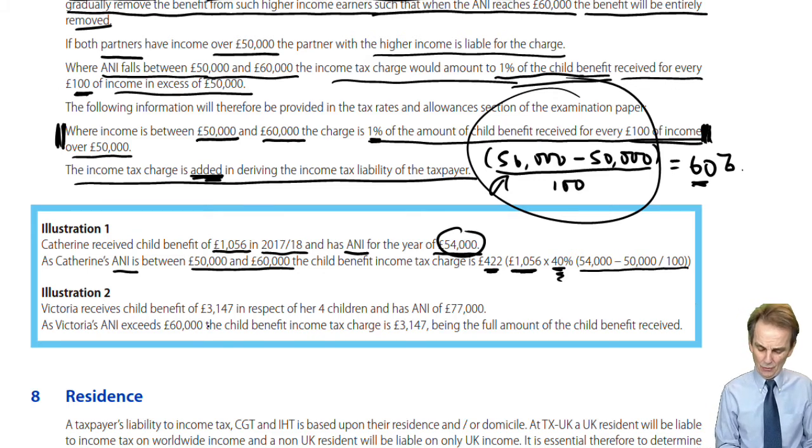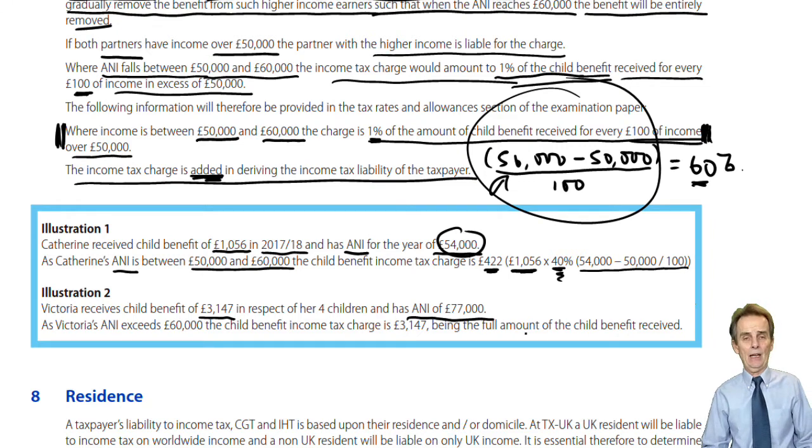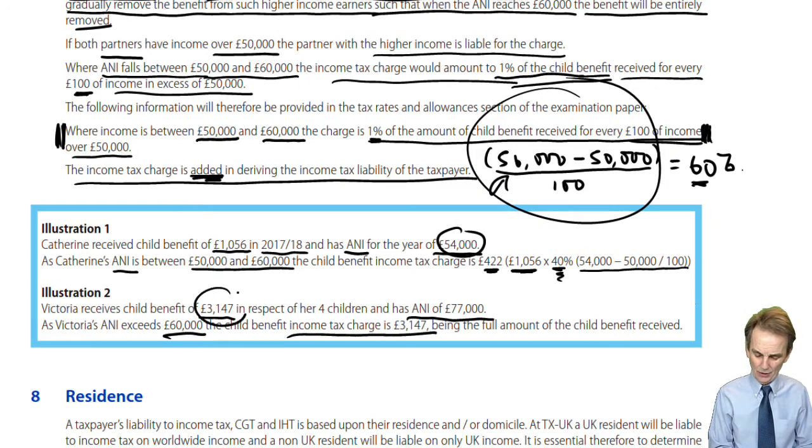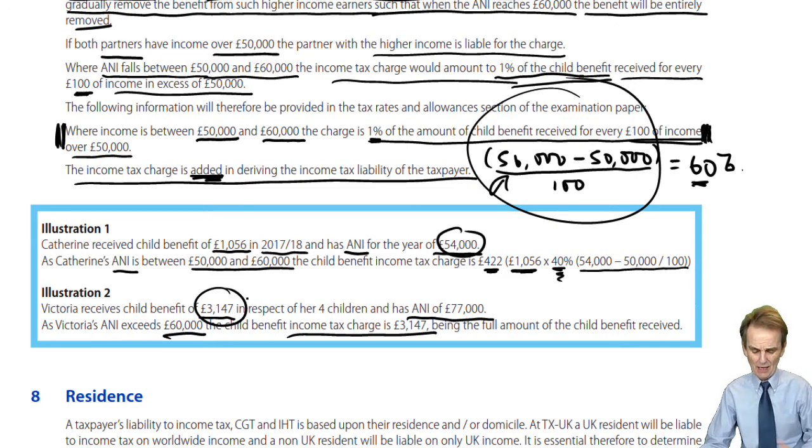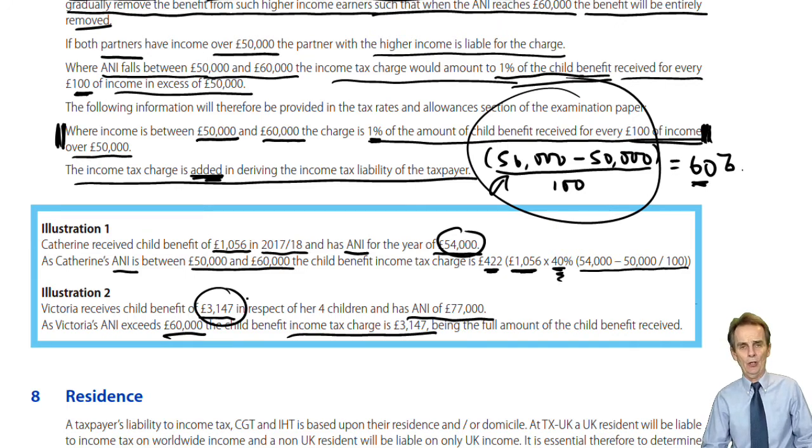Illustration 2. Victoria receives child benefit of £3,147 in respect of her 4 children and has adjusted net income of £77,000. We should be looking at this and thinking, thank you very much. This is not going to be difficult at all. No calculations will be needed because that figure exceeds £60,000. Therefore, the income tax charge will be equivalent to the amount of the child benefit. So Victoria received from the government child benefit of £3,147 in the tax year, and that is now taken back by HMRC in the form of the child benefit income tax charge.